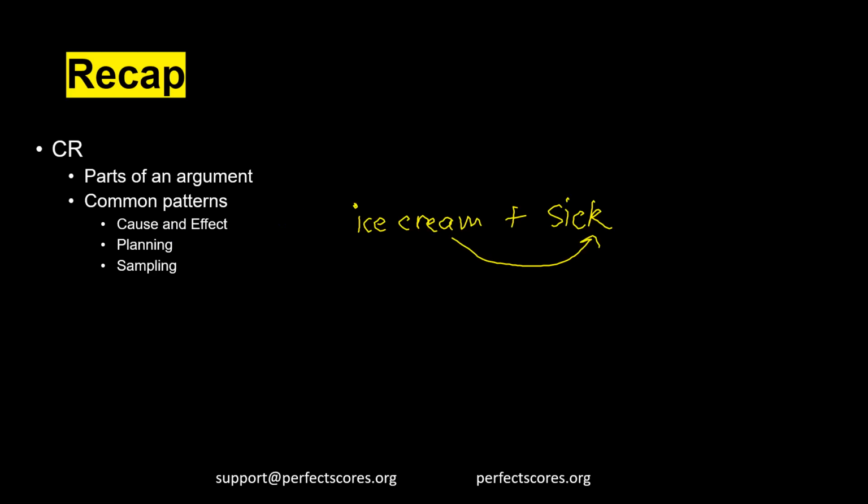The second is planning. This is usually used when the mayor of the city is talking about something or the university is deciding about something. The plan is, for example, traffic has increased, so what we are going to do is run more buses. This is the kind of argument that you will see for plans.